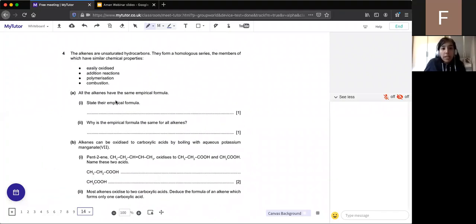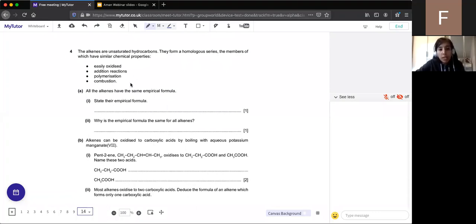This is now OCR. So the alkenes are unsaturated hydrocarbons. They form a homologous series, the members of which have similar chemical properties. All the alkenes have the same empirical formulae. State the empirical formula. So if you were here yesterday, I did actually give the answer to this question yesterday. I don't want the formula that you use to calculate what an alkene is or what the number of hydrogen atoms is. I want the empirical formula.